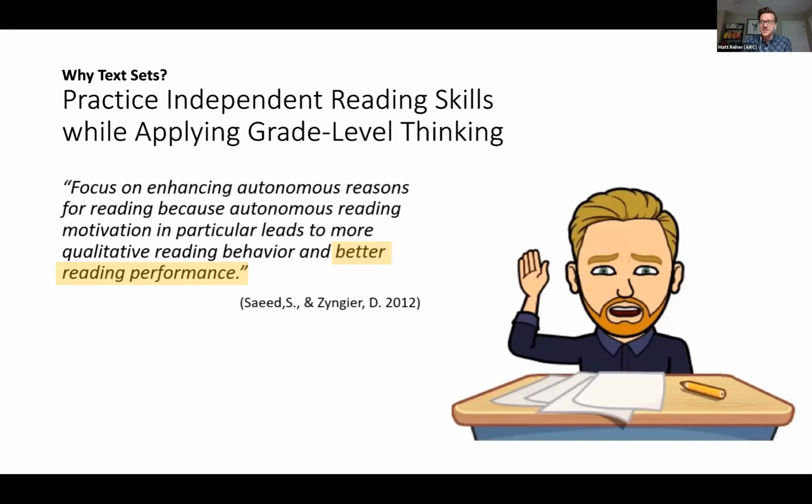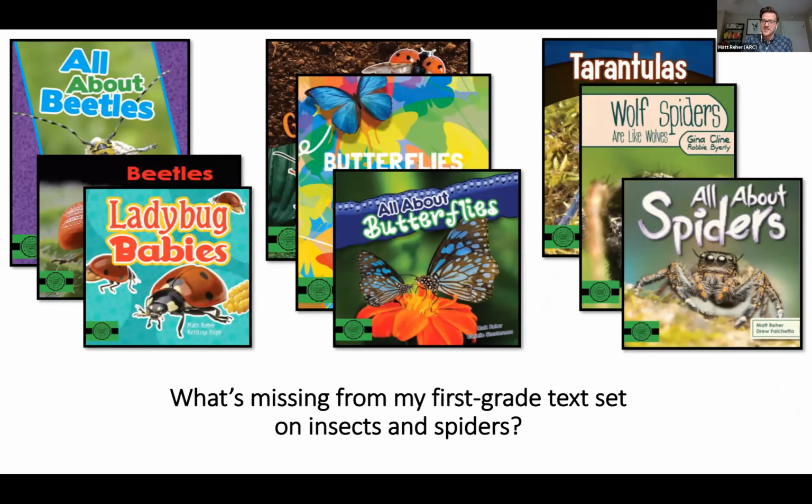Of course, there are some issues with that. So here's our last game show quiz of the day. What is missing from this first grade text set on insects and spiders? Now, mind you, in this text set I'm only doing informational books because I want every kid to research their own bug or spider or insect. So as you can see, we've got 3 books about beetles, ladybugs, 3 books about butterflies, 3 books about spiders. What's missing from this?